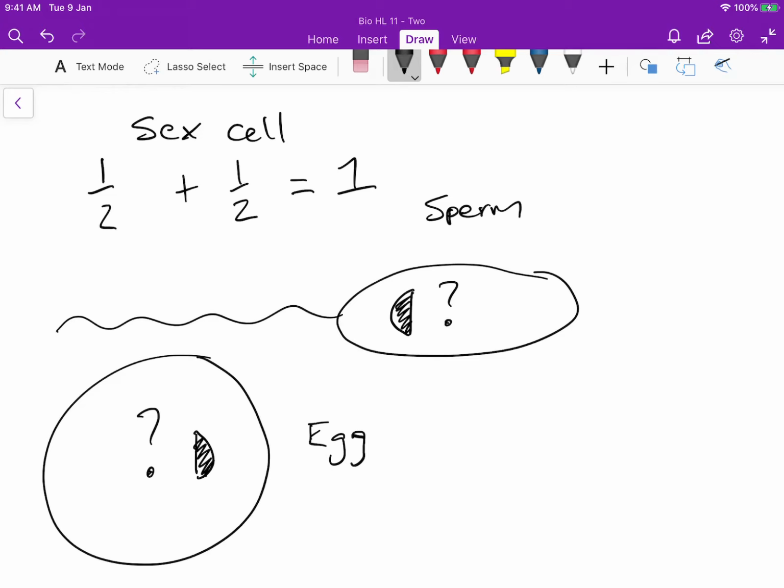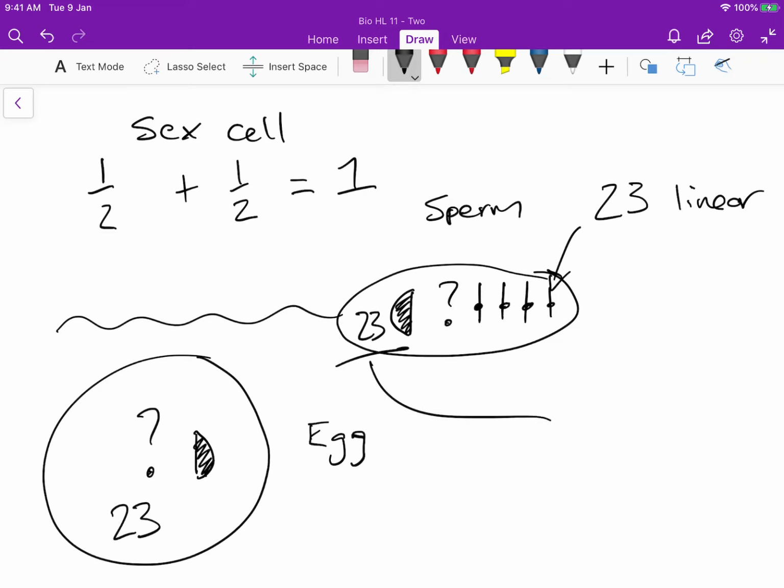And this half of the genetic information, so if we were talking about humans, we would have to have, and I'm not going to draw them all, 23 of our linear chromosomes in each one. And the same would be in the egg. We'd have 23 and 23. So we have a term for this, and we say that they are haploid. Haploid meaning half of the genetic information.